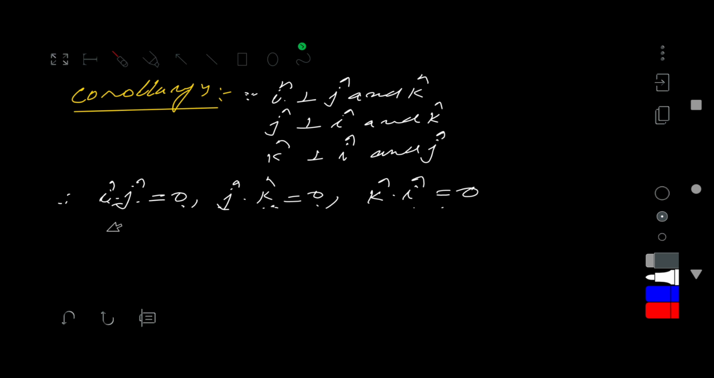And since dot product is commutative, we may write these results as J cap dot I cap is also equal to 0, or K cap dot J cap is equal to 0, and I cap dot K cap is equal to 0.